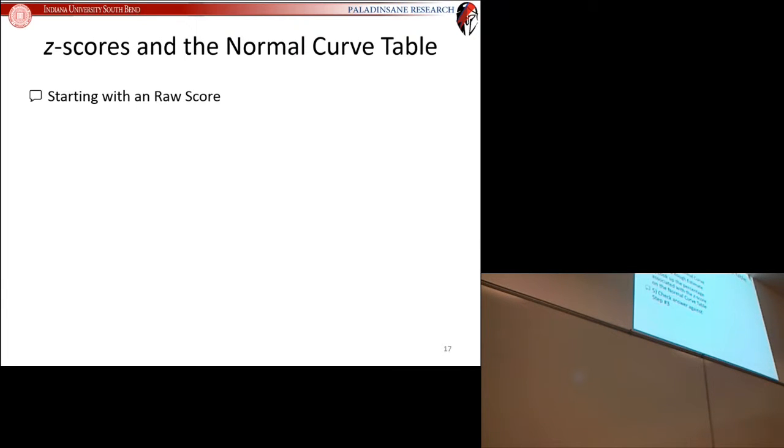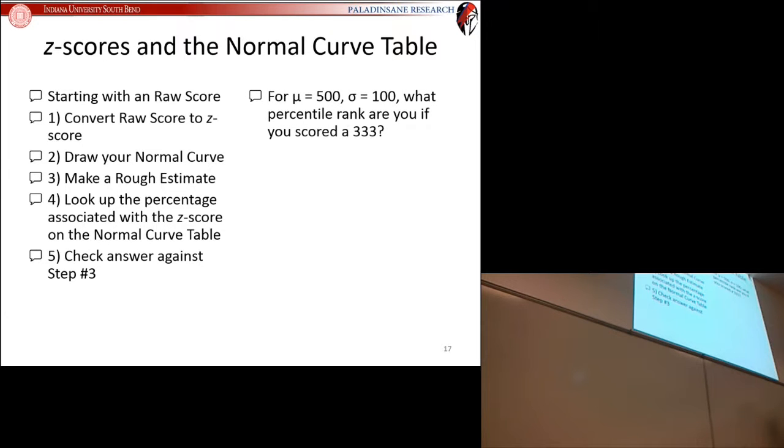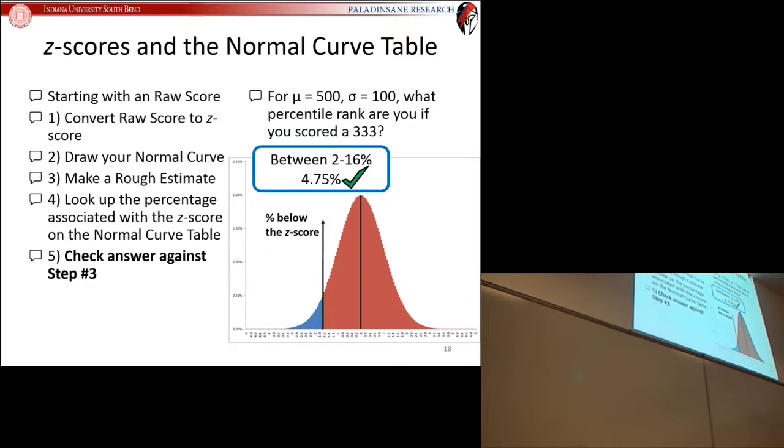And we saw that when you're starting with a raw score, such as this question right here, if you have a distribution that has a mean of 500, standard deviation of 100, what percentile rank are you if you scored 333? You're starting with a raw score, a score of 333. You want to get to a percent. And we saw how we can follow those 5 steps right there to find out that if you did score 333 on your SATs, you're in the 4.75th percentile, meaning that over 95% of the population did better than you, meaning you need to take that SAT again.